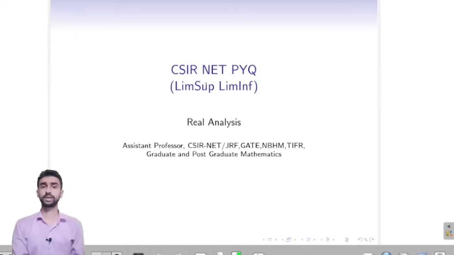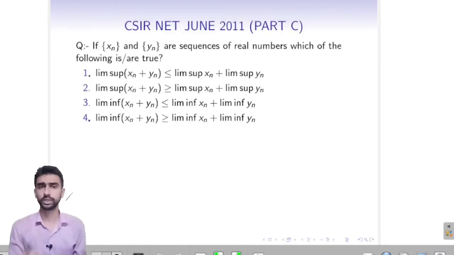Based on the concept of LimSup or LimInf, what are the previous year questions asked in CSIR NET? So we are discussing them today. The first such question was asked in June 2011 and it was a Part C question, meaning more than one option can be correct.